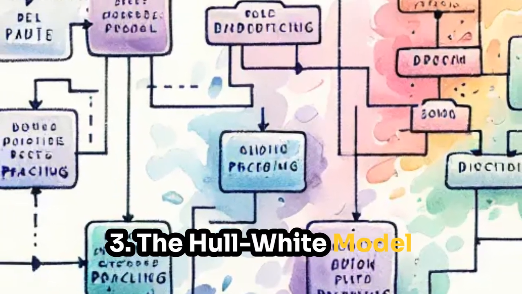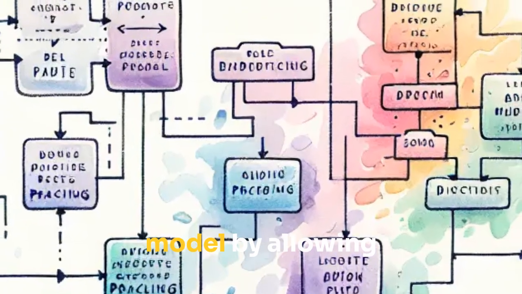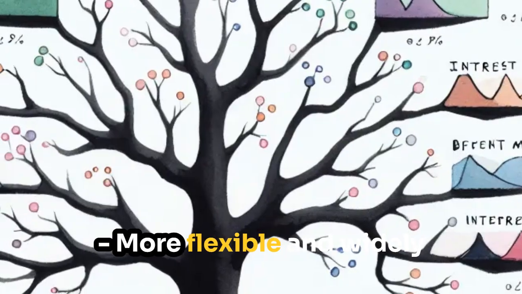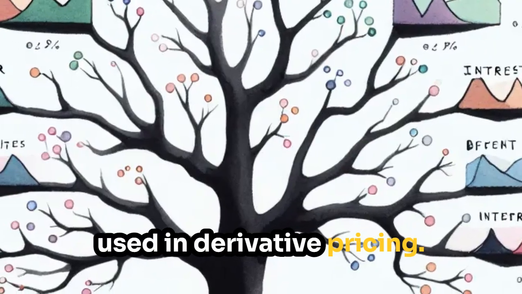3. The Hull-White model extends the Vasicek model by allowing time-dependent volatility. More flexible and widely used in derivative pricing.